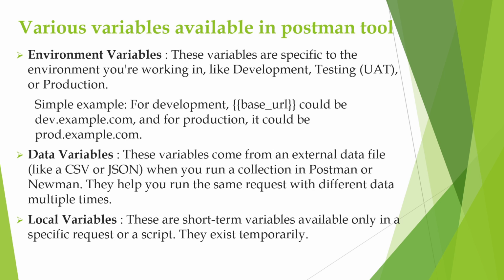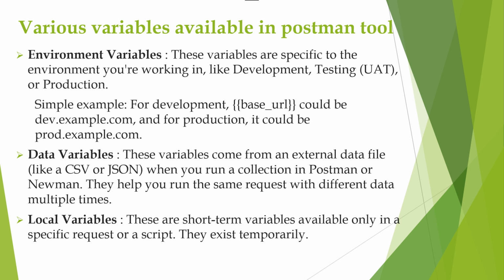Next is data variables. These data variables are the variables which come from an external data file like a CSV or JSON. When you are running a collection in Postman or Newman, they will help you run the same request with different data multiple times. For example, if you want to test a login API with multiple usernames, then you can have those usernames in a CSV file and run them all at once. In our next video, I'll show how the data variables look.